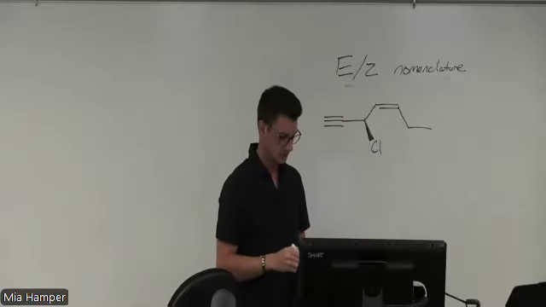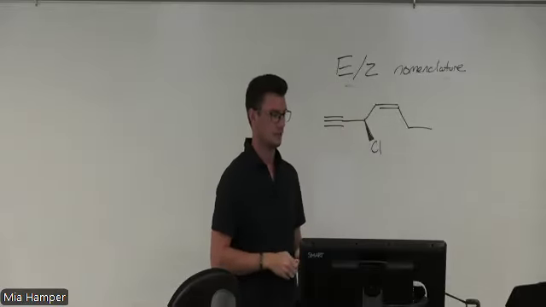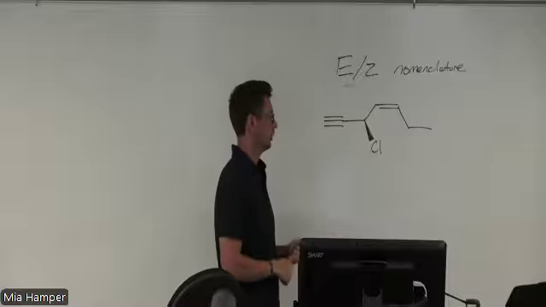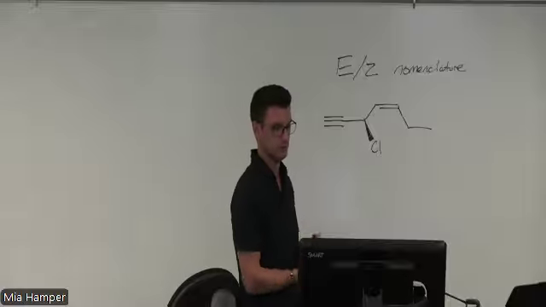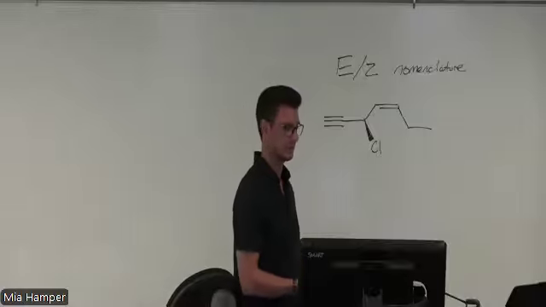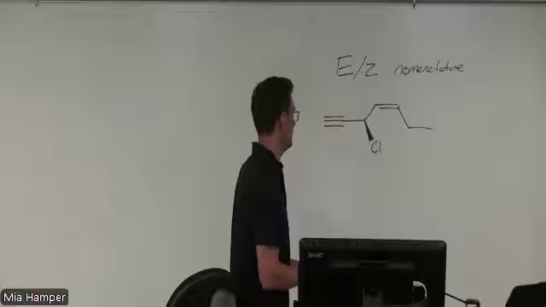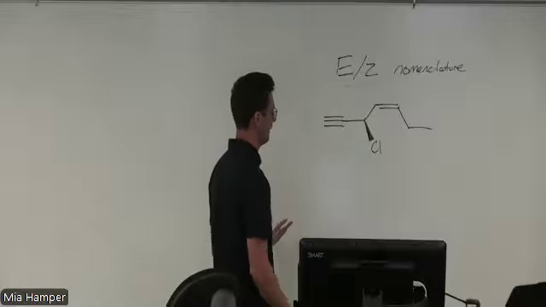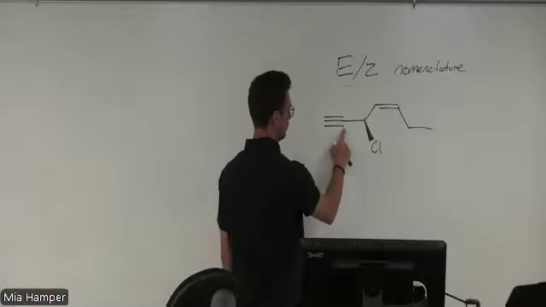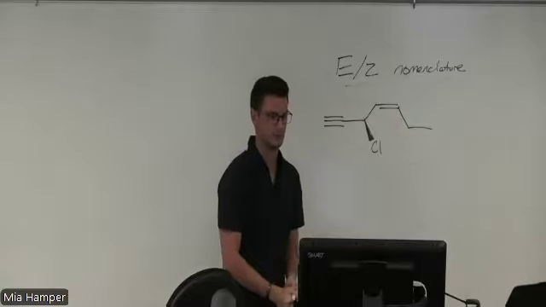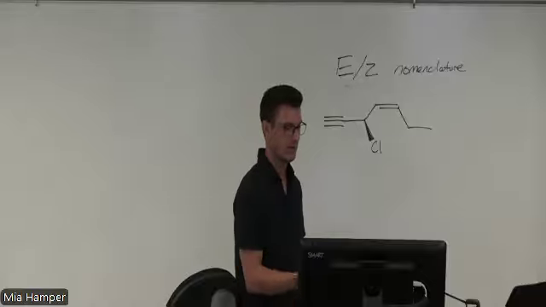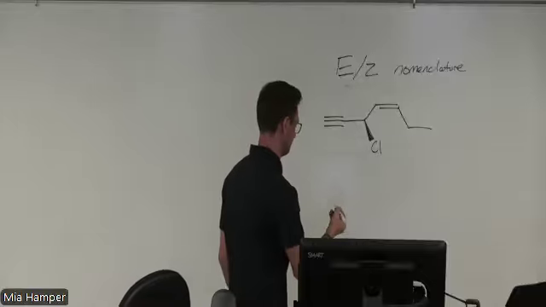All right, so this one ties together some nomenclature and chirality along with our new freshly learned E and Z. Okay, so let's look at our parent chain. We have 1, 2, 3, 4, 5, 6, 7. All right, what's the prefix for 7? It would be hept.